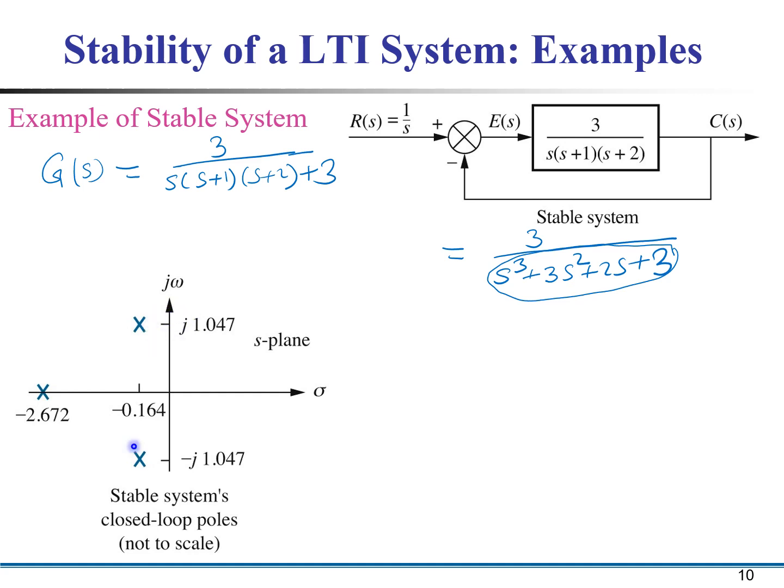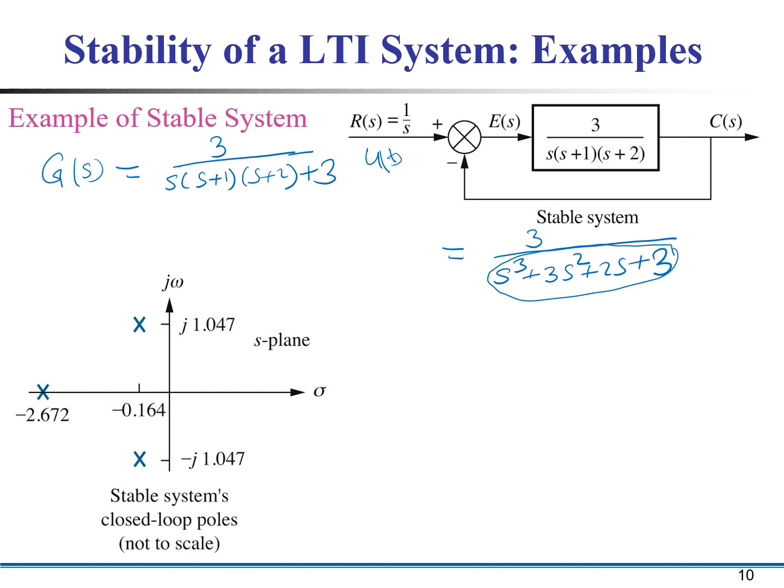So one pole we are getting here, another pole is here, and the third pole is here. All of the three poles are in the left half S plane. This means the system is stable, and this system has complex poles, so the step response of the system will have some oscillations. Here whenever we are writing that R of S is 1 over S, this means the input to the system in time domain is u of t.